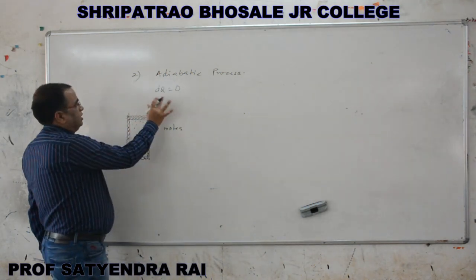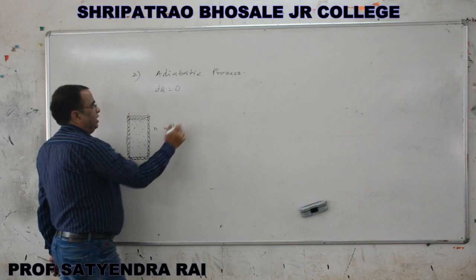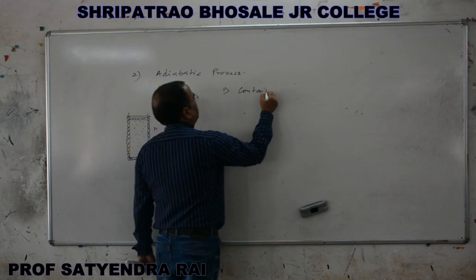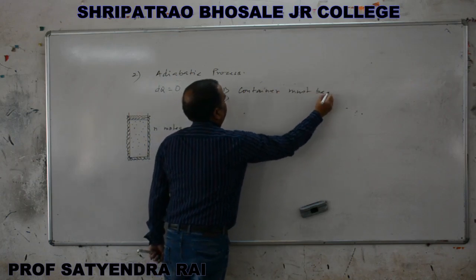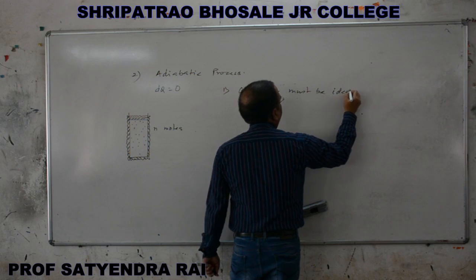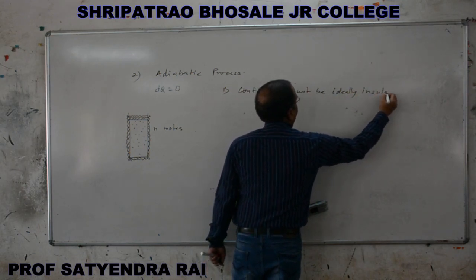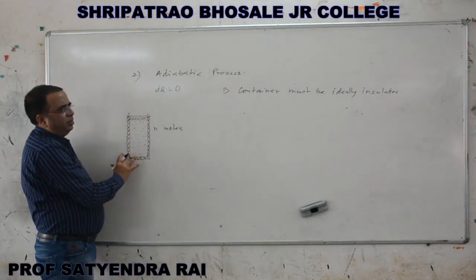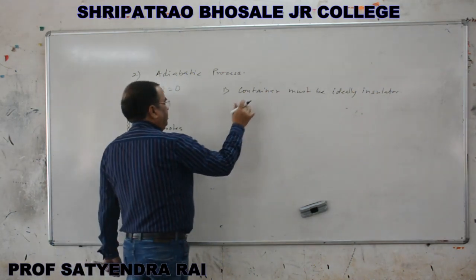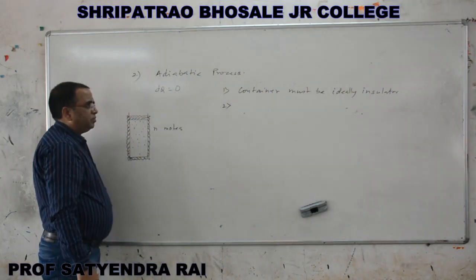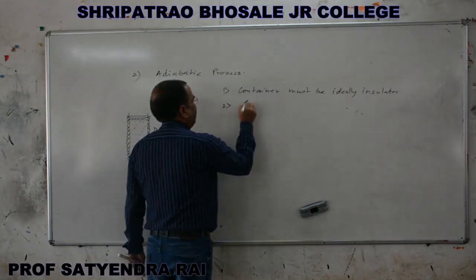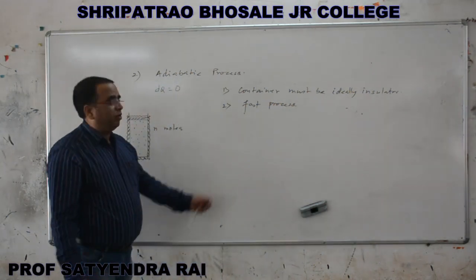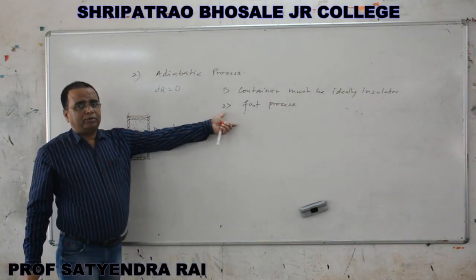Such an arrangement is an adiabatic process, or in other words, for an adiabatic process the container must be ideally insulated. An insulating conductor must be there. Practically, making an ideal insulator is not possible, right? But anyway, the second way is that the process is a fast process. That is one other way of doing an adiabatic process, by making the process fast.